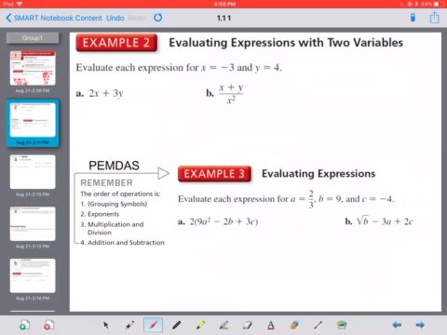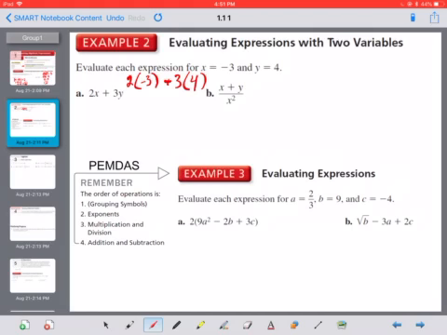We have two variables. They're going to tell us what they're worth, and all we have to do is plug them in. So for A, now for x, instead of 8, we're going to use negative 3. They've changed what x is for us. Y, we're going to use 4. So 2 times something plus 3 times something. We're going to plug in negative 3 for x. We're going to plug in 4 for y.